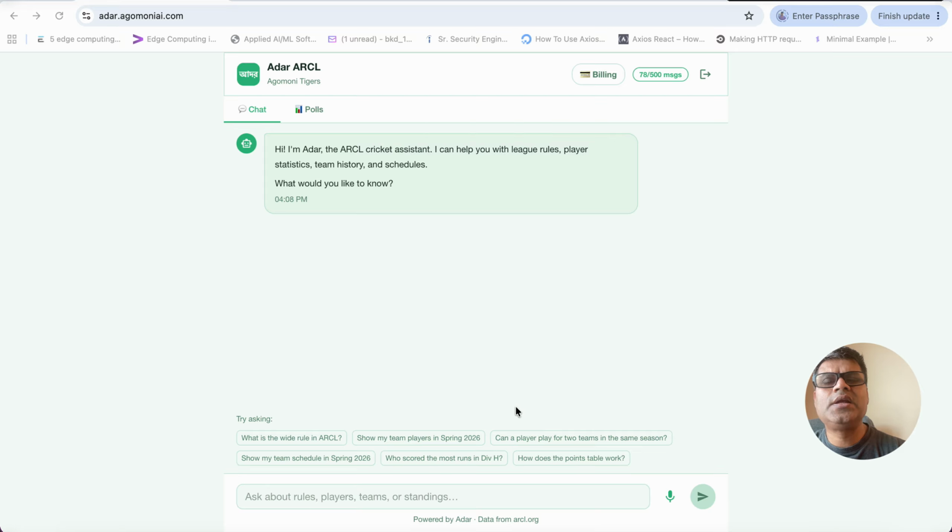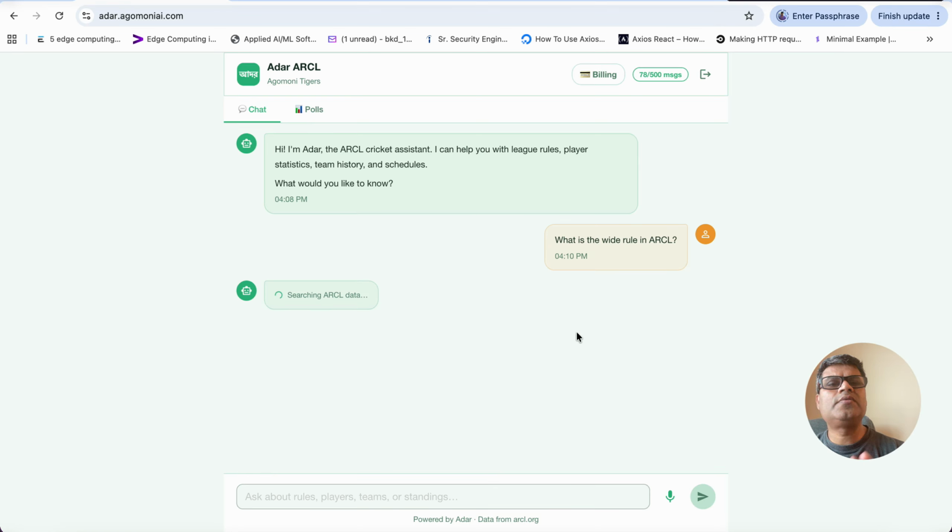Say anybody is playing, and the question comes, what is the wide rule? Should I consider this as a wide or not? There is a bounce that happens. Should it be considered a wide with that bounce or not? Right, so these kinds of questions can come. So I just ask a question: what is the wide rule in the ARCL? And I'm expecting some answers.